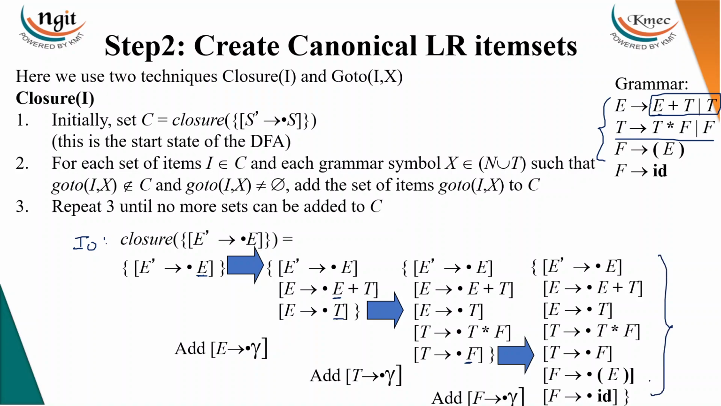So you have to do an iterative approach. So what is closure? You take the augmented production. If it is a non-terminal, add all the productions of that non-terminal with dot at the beginning. You have to repeat it until there are no more productions to be added.